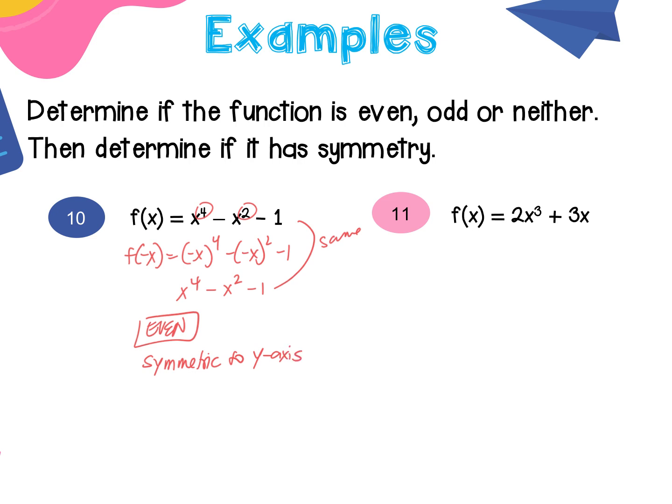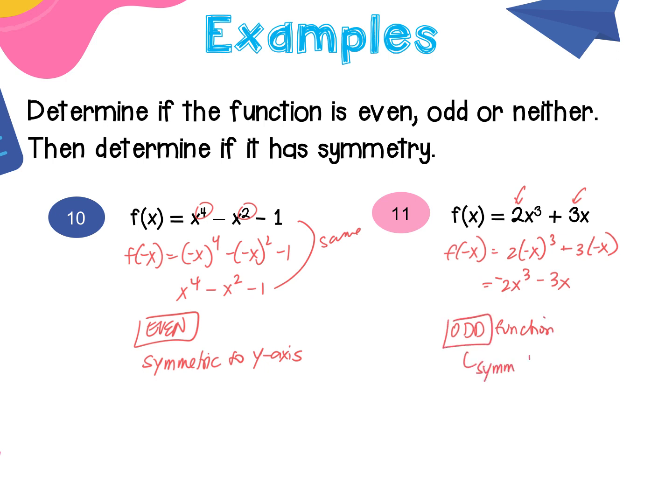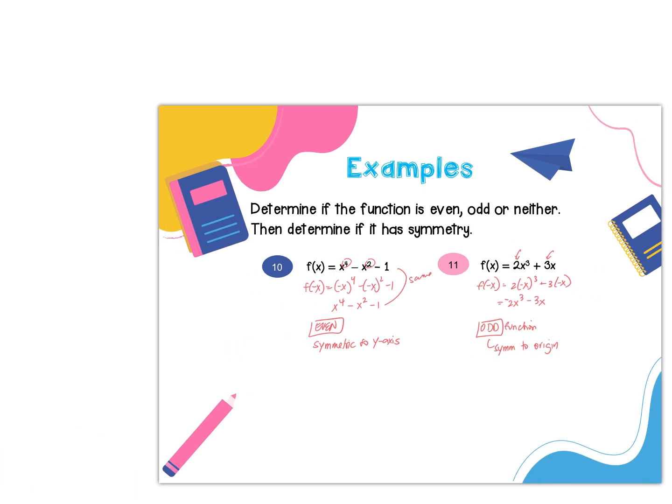Okay. When I come over to the next one, again, I do my f of negative x, 2 times negative x cubed plus 3 times negative x. And this ends up being negative 2x cubed minus 3x. Notice that this changed to negative and this changed to negative. So this is an odd function, right? Which means it's symmetric to the origin. Okay.